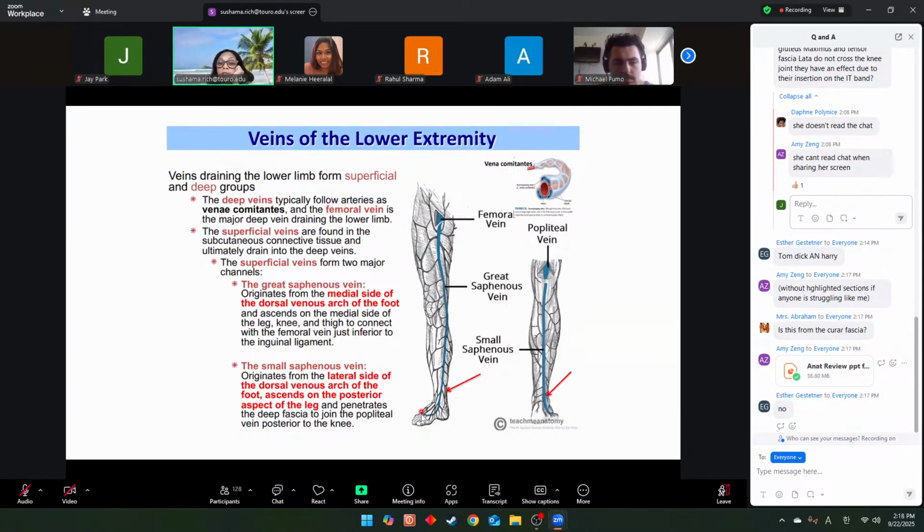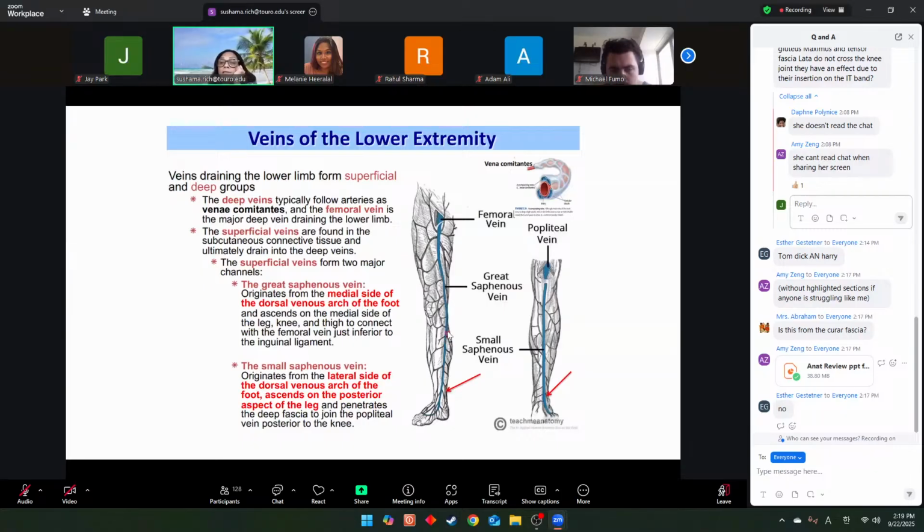Generally, the way this works is it begins from this venous arch here. If you look at the dorsum of your foot, close to your knuckles, there is a dorsal venous arch. The medial side of the dorsal venous arch will ascend up, and it will be called the great saphenous vein. This great saphenous vein goes anterior to the medial malleolus, and then it goes up, traveling along with a companion, a nerve called the saphenous nerve.